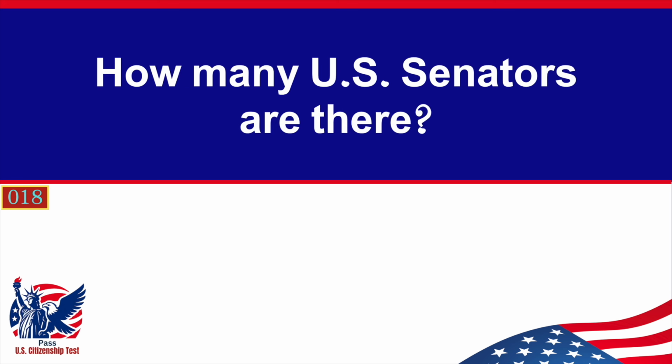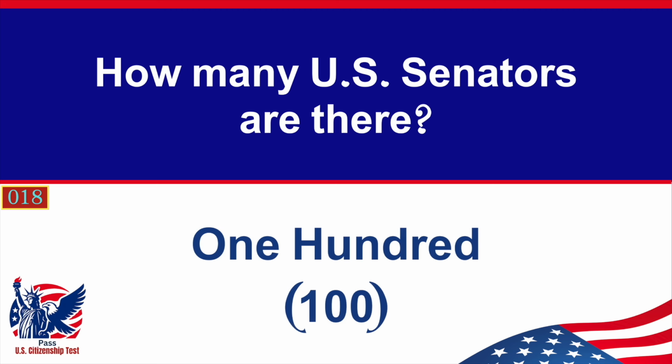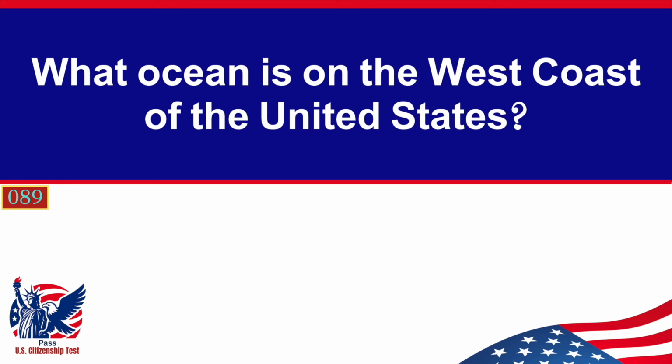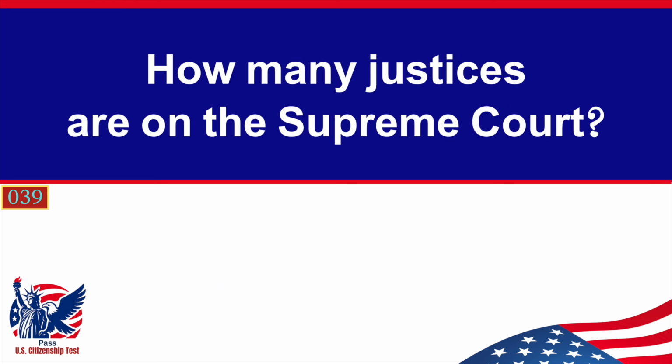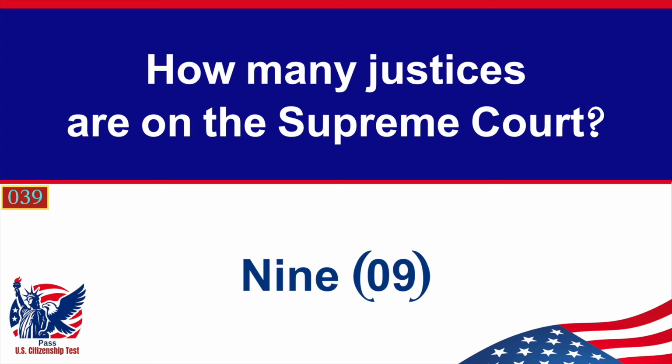How many U.S. senators are there? 100. What ocean is on the west coast of the United States? Pacific Ocean. How many justices are on the Supreme Court? Nine.